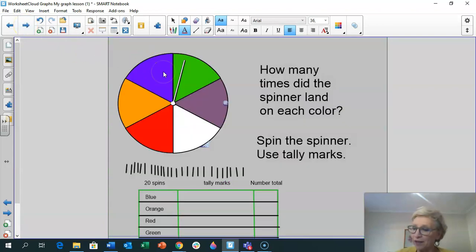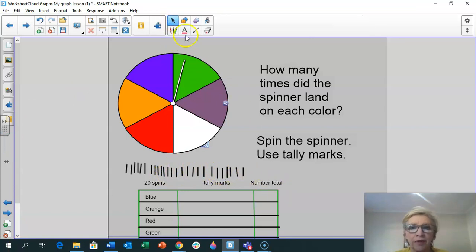Now this is quite fun, because now we're going to do tallying, but we're going to spin the spinner, which is quite a lot of fun. It says how many times did the spinner land on each color. So we're going to do a few spins just for some fun. Okay, now I'm going to click on that and let's see where the first one lands.